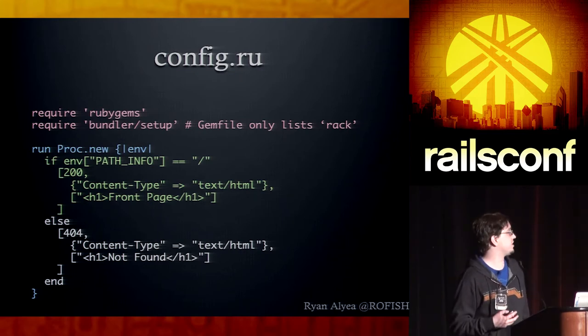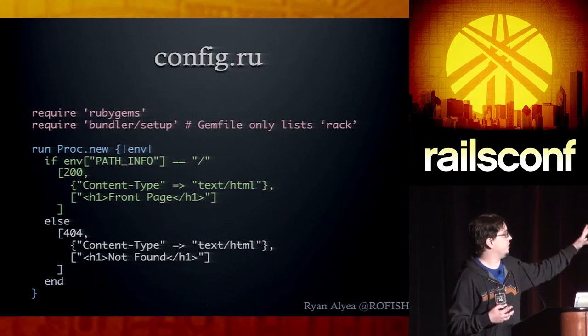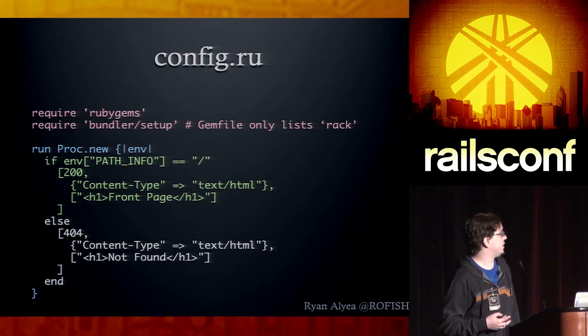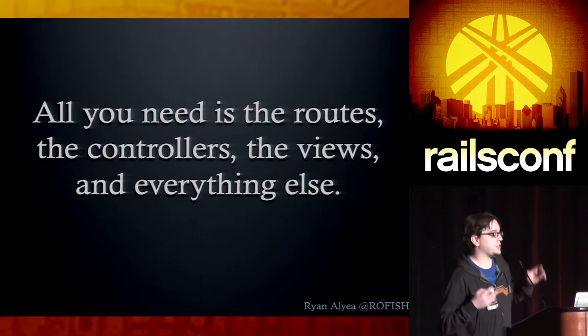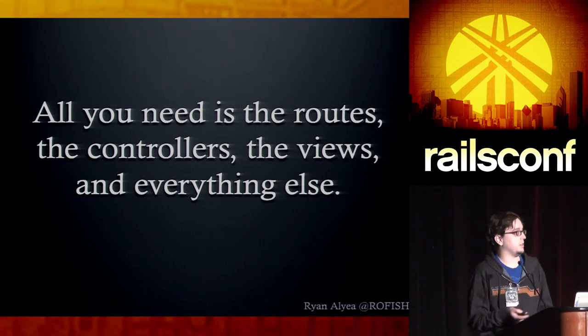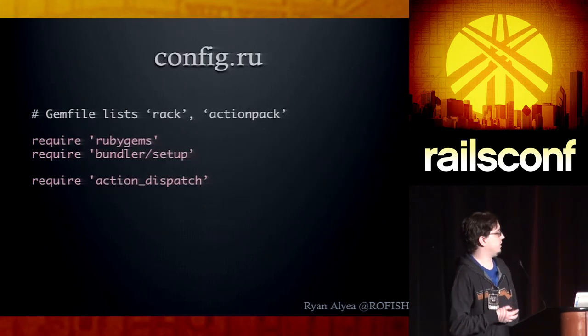Pretty simple, right? You just provide a block, you determine the path, and you just return a special array that has your tuple of the status, the headers, and the body, right? And so all you need to add is just the routes, the controllers, the views, and well, everything else, right? So let's add the everything else.